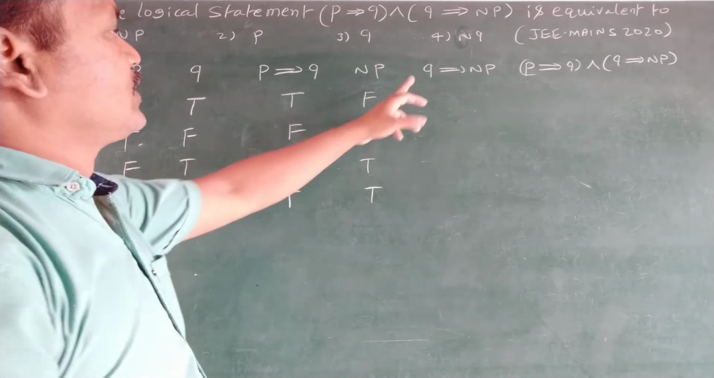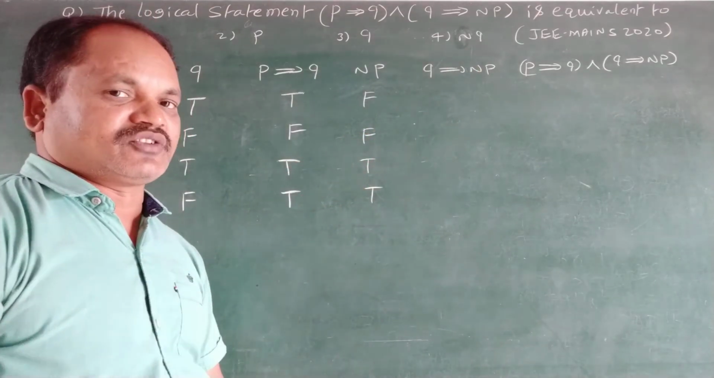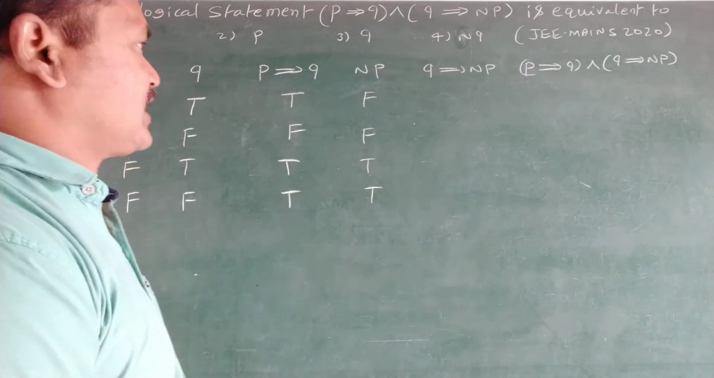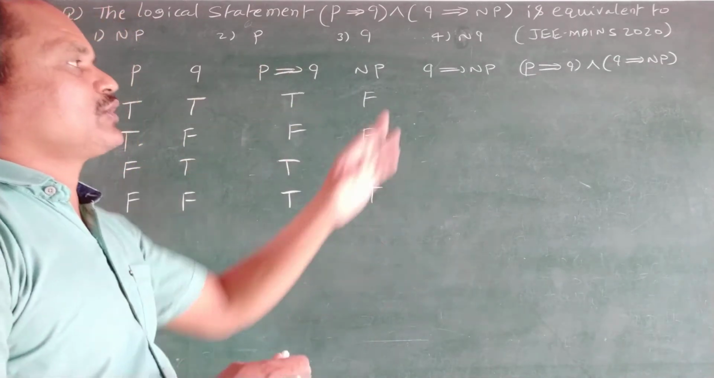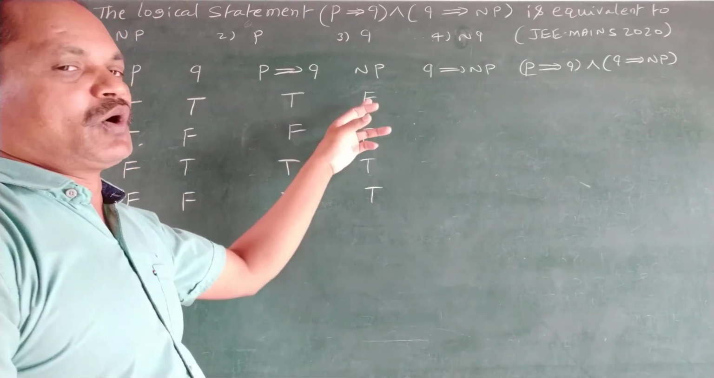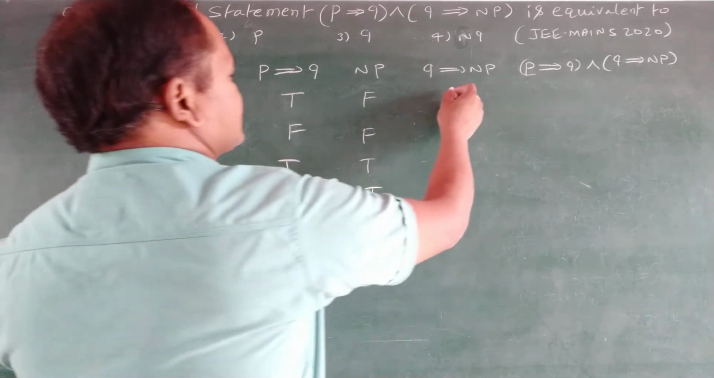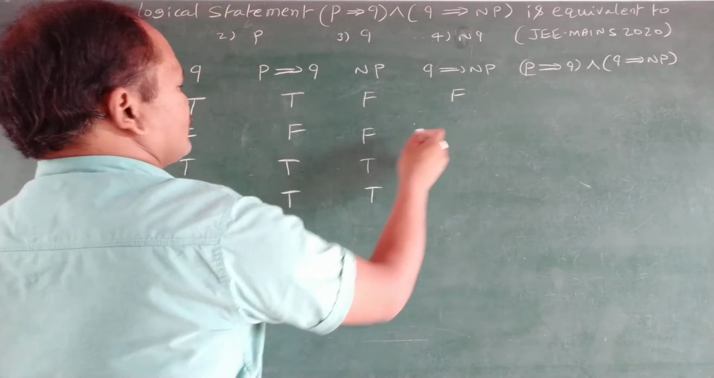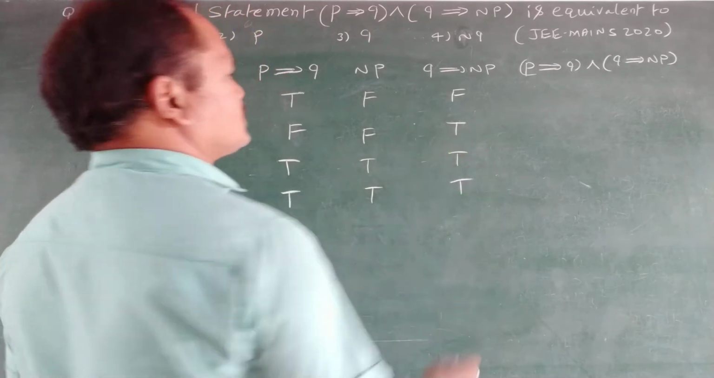Now we are going to Q implies negation of P. That is the implication condition again. For Q implies negation of P, if the first one is true and the second one is false, then its implication is false. Otherwise it is true. That's why it is true. It is true. It is true.